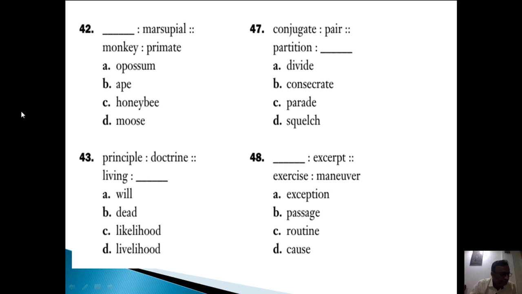And for living, livelihood is another word. Are you hearing me? Livelihood is another word for living.